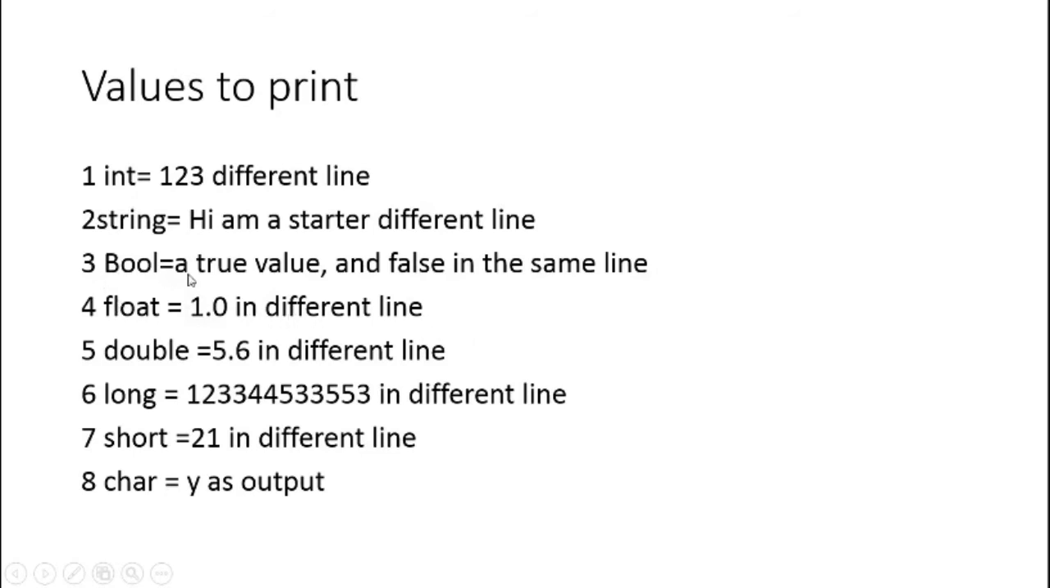After you print a true value and a false value on the same line, I want to print 1.0 as your float on a different line, 5.6 as double on a different line, long on a different line, short on a different line. So you actually understand by now what these things mean.